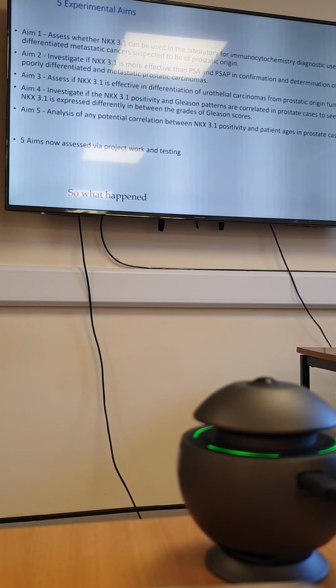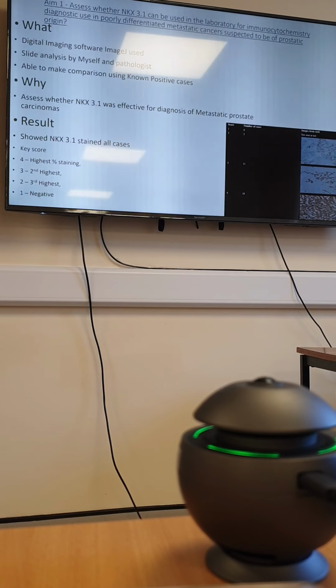So now what happened? I liked the project for a start, so that was a good start. The first aim was to see whether the NKX was working or not, and you can see from the scoring here, we did 31 cases. Remember I was saying about the scoring system, 4, 3, 2, 1. 4 was scored as the highest staining, 3 was second highest, 2 was okay staining but not wishy-washy, as Carol would say in ICC, and 1 was just negative, so there was no staining.